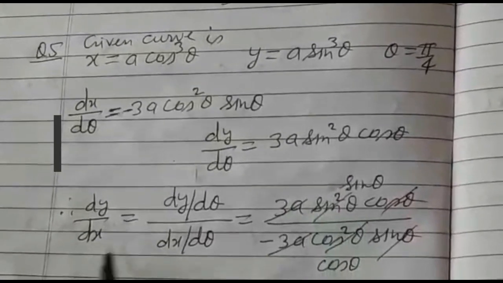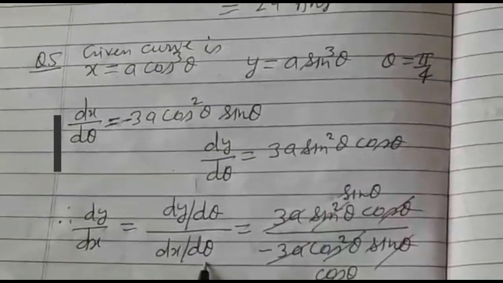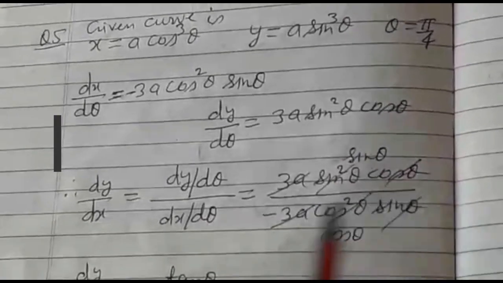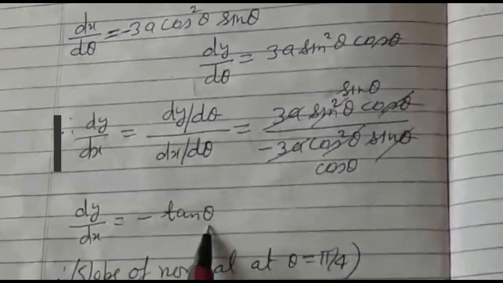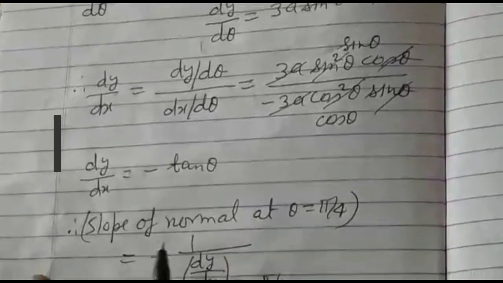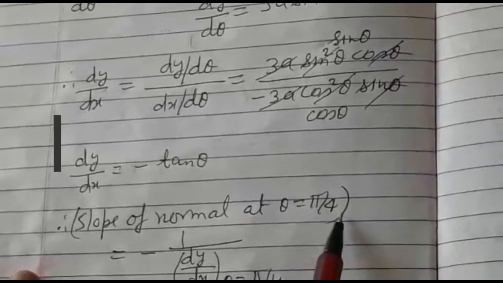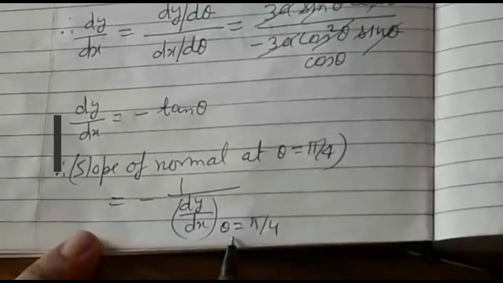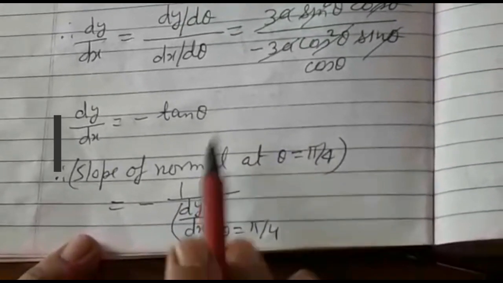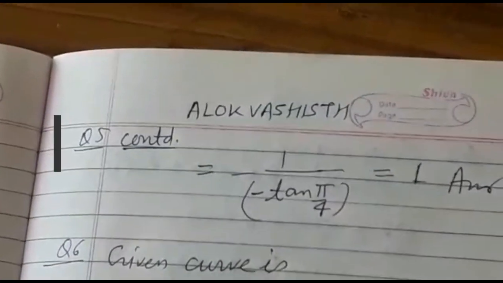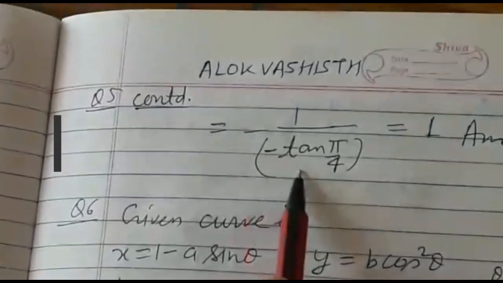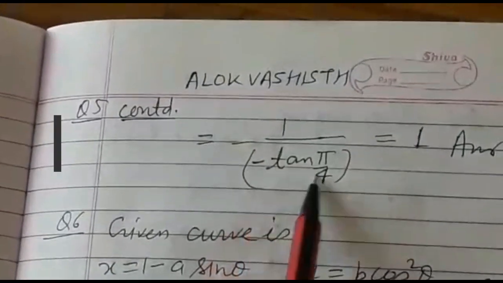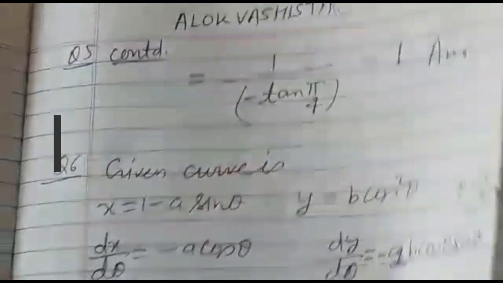Now dy/dx is (dy/dθ) upon (dx/dθ). After the division we are getting the value −tan θ. Now slope of the normal at θ = π/4 is −1 upon dy/dx at θ = π/4. So we will write −1 upon, at the place of θ put θ = π/4, −tan π/4. So minus minus plus, the value is 1. So these are the two cases when we have taken slope.